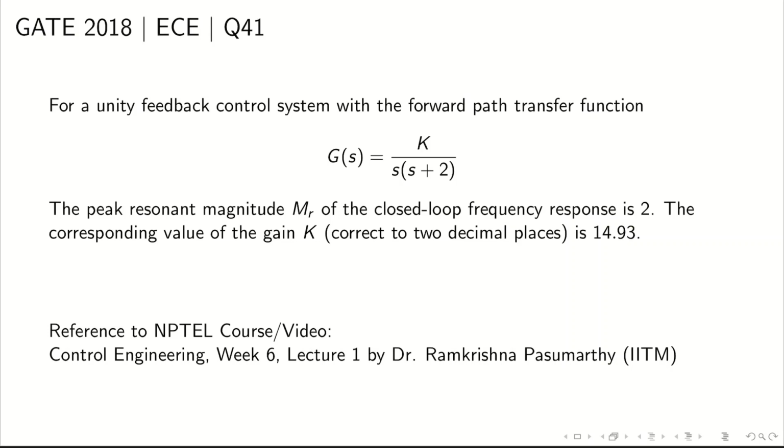In this problem, the forward path transfer function of a unity feedback control system was given. It was asked to find the value of K for which the peak resonant magnitude Mr of the closed loop frequency response is 2. We get the value of K as 14.93.